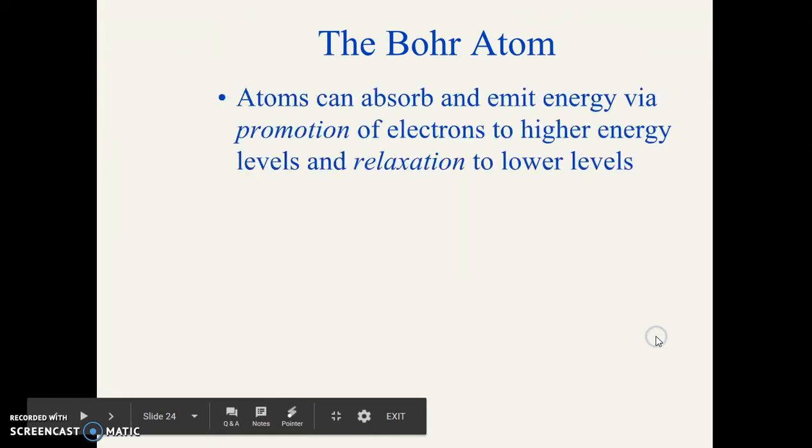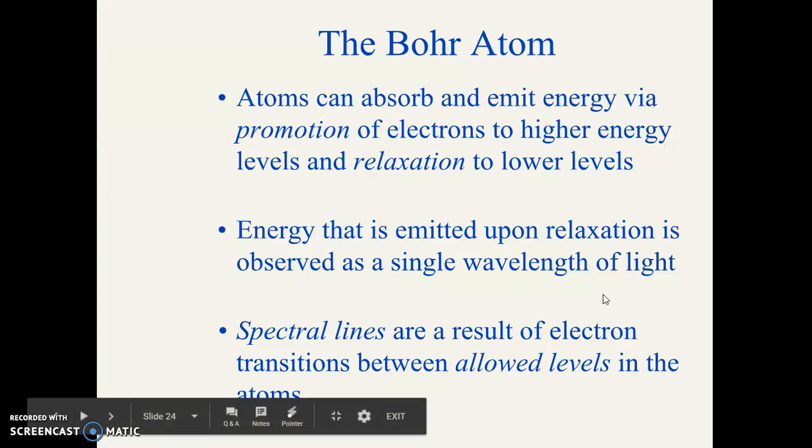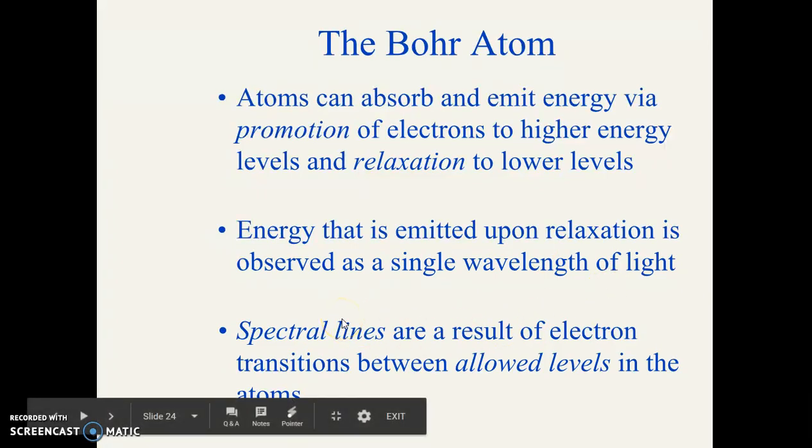So how does this relate to the Bohr atom? Well, as I was saying earlier, atoms can absorb and emit energy via the promotion of electrons to a higher energy level and the relaxation to lower levels. All that means is the electrons are going to be boosted to higher levels, and then they fall back down. Energy that is emitted upon relaxation is observed as a single wavelength of light, and that creates what's called a spectral line.